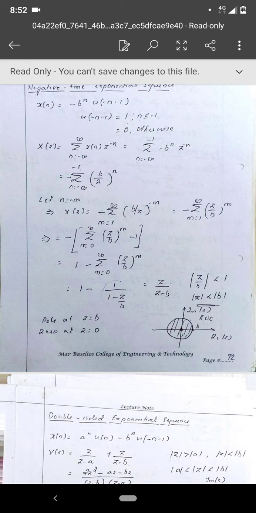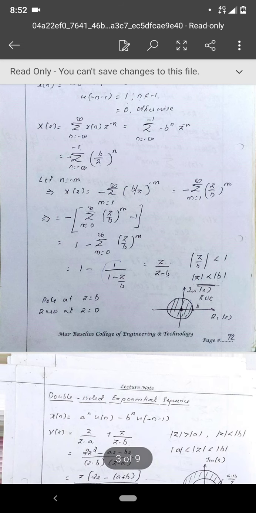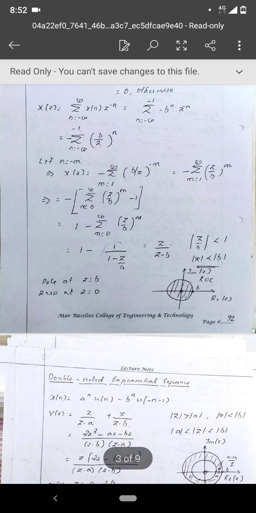Now, this is almost in the form of a geometric progression, but here the summation starts from 1, whereas for a geometric progression the summation should start from 0. If m is equal to 0 to infinity, then it would have been correct, but here the summation starts from m is equal to 1. So we have to somehow make the summation start from m is equal to 0. Just see what is the value when m is equal to 0. When you substitute m is equal to 0, z by b raised to 0 is nothing but 1. So that is all we have to do.